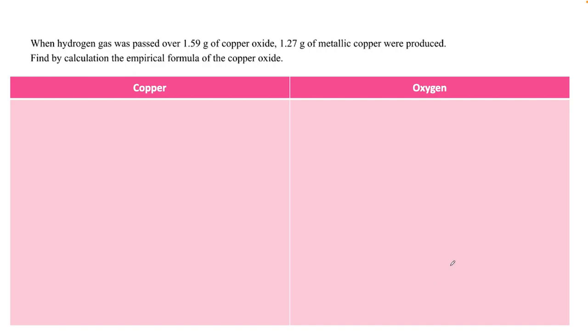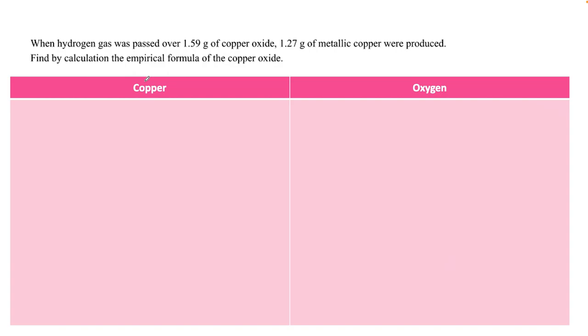So, when hydrogen gas was passed over 1.59 grams of copper oxide, 1.27 grams of metallic copper was produced. Find by calculation the empirical formula of the copper oxide. So we basically started with copper oxide, we passed hydrogen gas over it, and then we extracted out 1.27 grams of pure metallic copper.